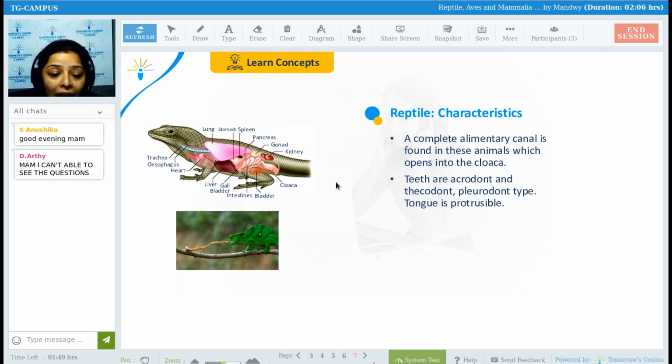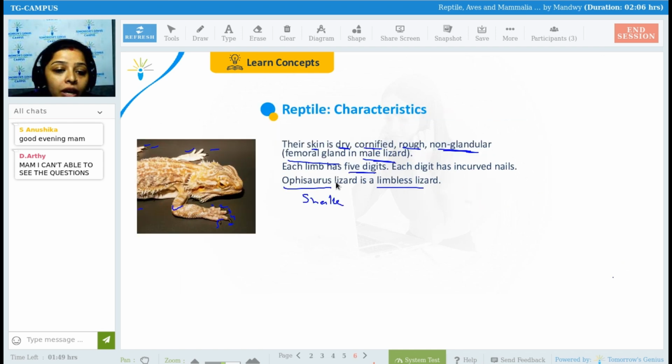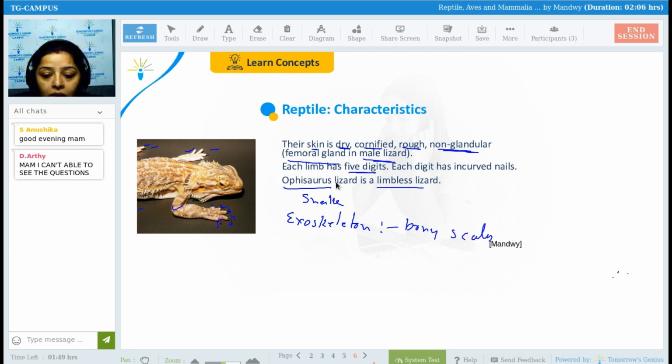Their exoskeleton, as you can see in the image, is horny, meaning they have small horns, spiny structures. They have scales, which are called bony scales. Their exoskeleton is a horny scale, called a bony scale, epidermal.